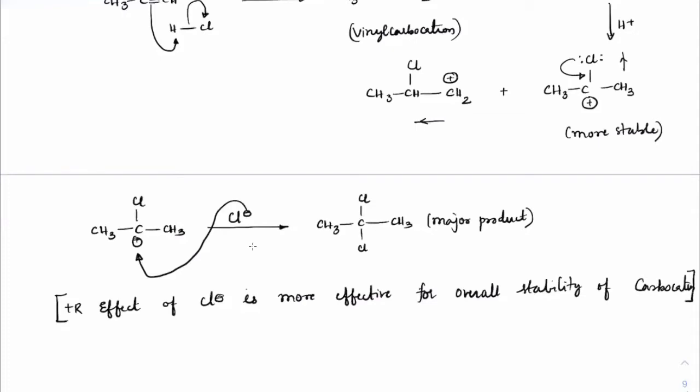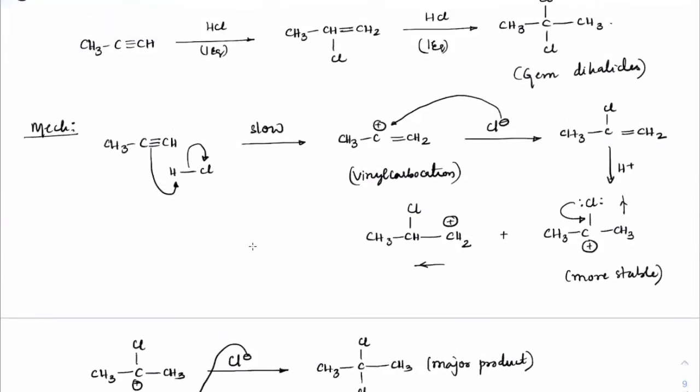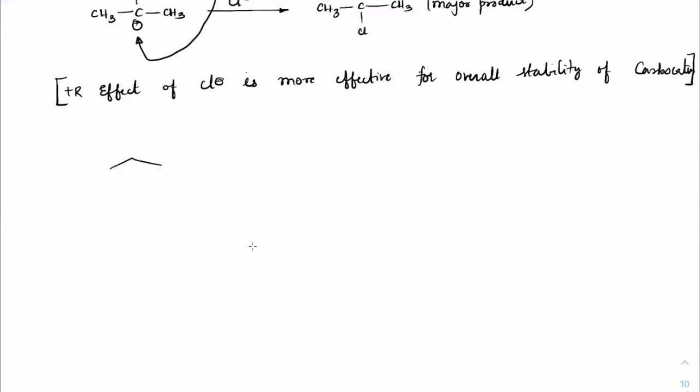The easy way to remember, whenever you add 2 moles of HX, there's a mechanistic way. The shortcut is that whenever you add 2 moles of HX, both halides always add at the same place, at the more stable position. Which means given any terminal triple bond, if you have to add 2 moles of HX, make sure that you add both halides at the internal carbon and both hydrogens at the terminal carbon. So that will be the major product.